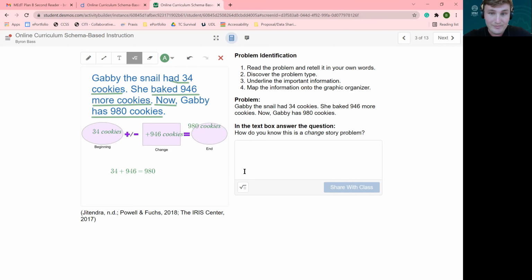And there we go. And then how do we know this was a change story problem? We ask the students to see what part of this problem told us that it was change. The answer could look something like, well, we started with a value, we increased the value, and now we had an ending value. And then moving on.